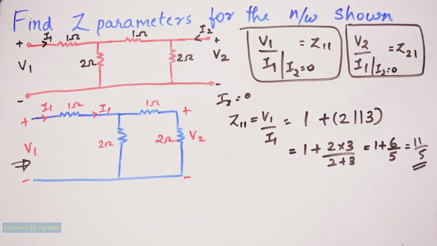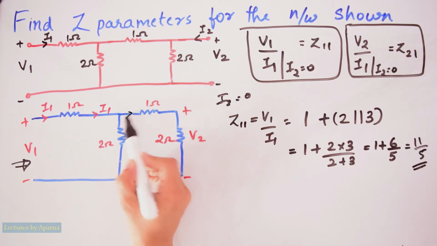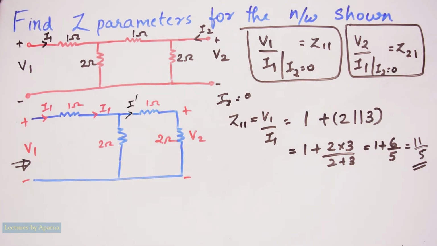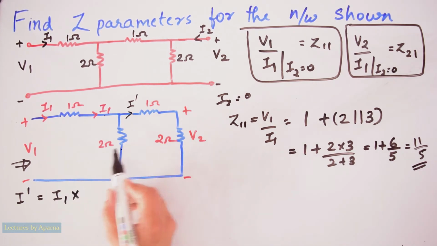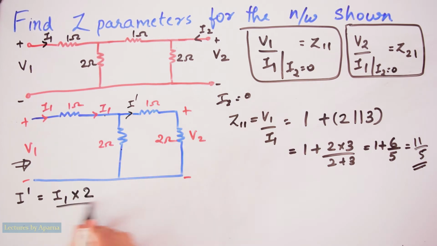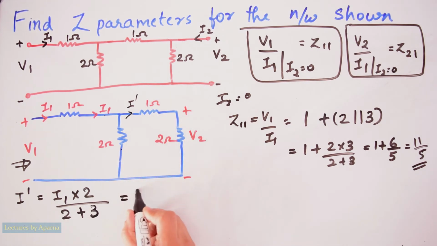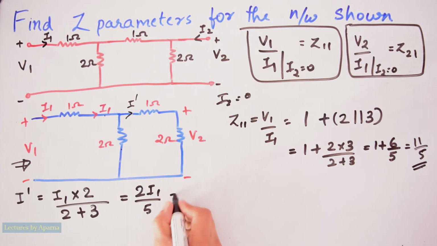Now we have to find Z21. So for that I am considering a current I dash. So I dash is equal to, using current division rule, the total current I1 into resistance in the other branch, that is 2 ohm, divided by this 2 ohm plus here 3 ohm. So plus 3. That will be equal to 2 I1 by 5. This is equal to I dash.